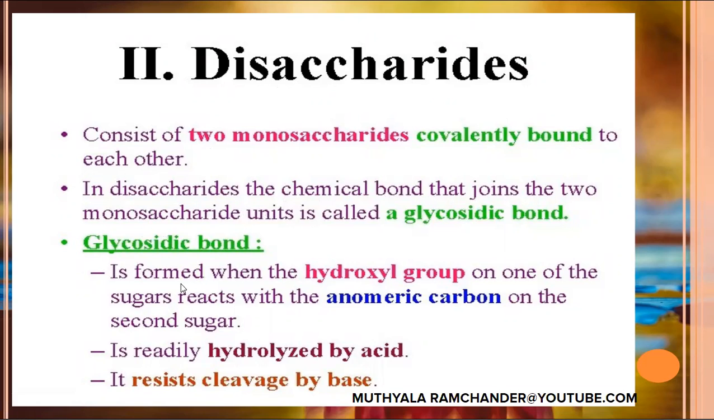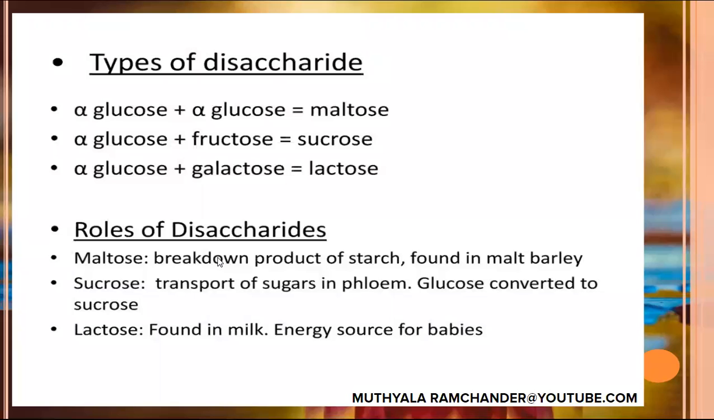The glycosidic bond is formed when the hydroxyl group of one of the sugars reacts with the anomeric carbon on the second sugar. This means the hydroxyl group of one sugar molecule reacts with the anomeric carbon of the second sugar to form a glycosidic bond. Glycosidic bonds are present in disaccharides like maltose, sucrose, and lactose.